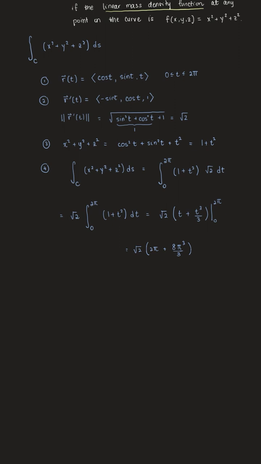And so there's our total mass. If we want, we can factor out another pi on the outside and write this as 2 plus 8 pi squared over 3. And this will give us the total mass of the helix from 0 to 2 pi.